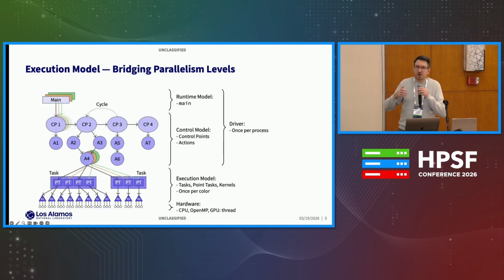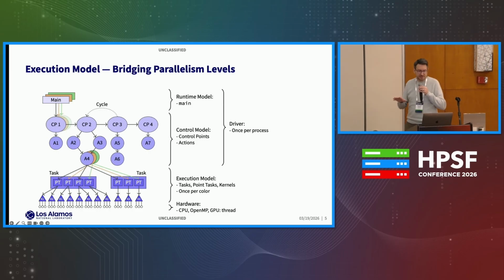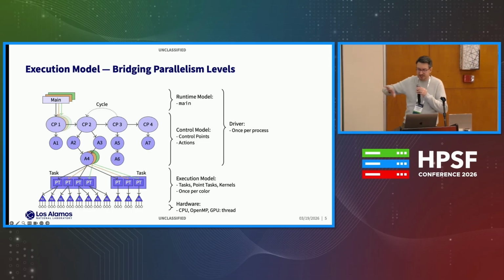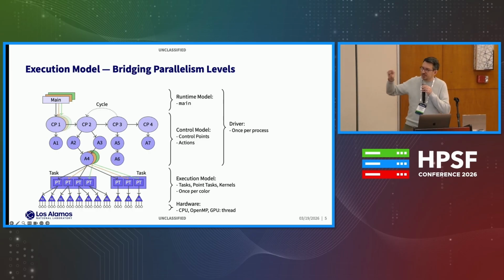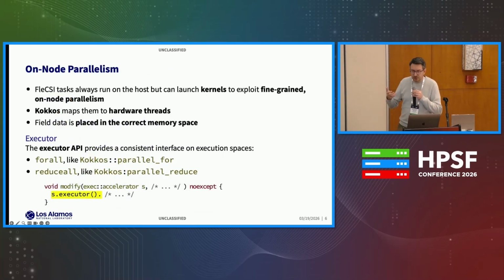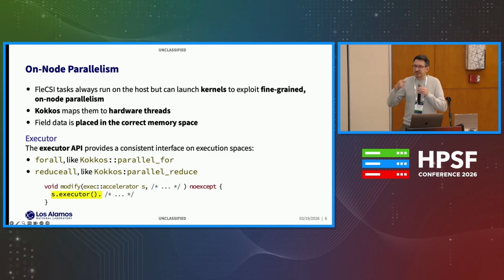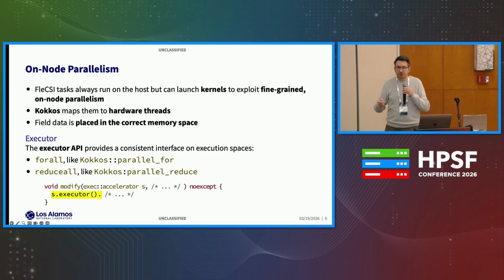Now with the simplified model in mind, I can show you something that looks more realistic for FleCSI, but I don't want to spend any more time on this. I only want to focus on the lowest level, the tasks launching the kernels. This is where Kokkos comes in. It gives us fine-grained on-node parallelism both on CPUs and GPUs.